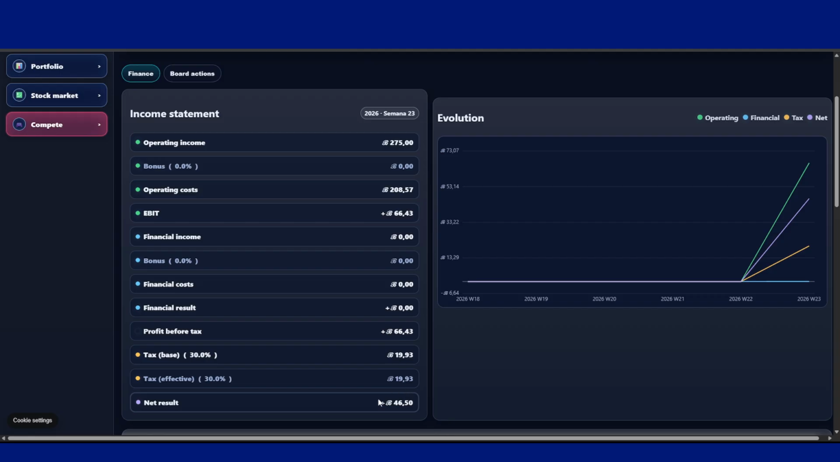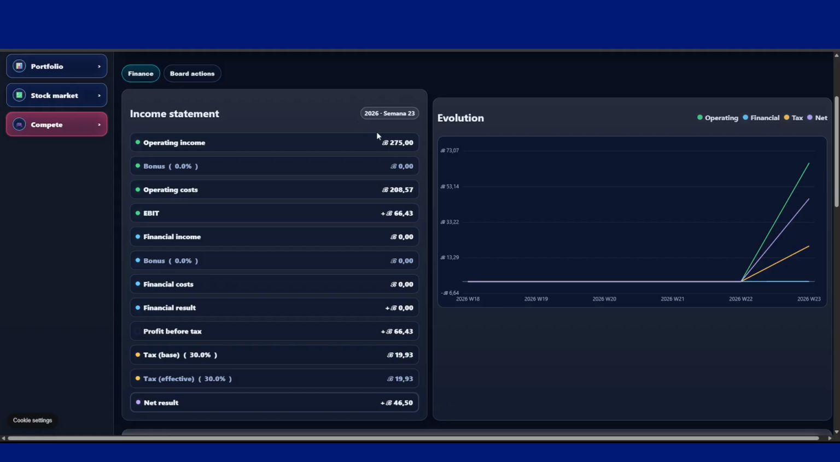It is important to understand that the income statement is not a final closing report. It shows the provisional result for the current week and updates whenever a new accounting event occurs. For example, when you win a match, pay a cost, collect dividends, sell shares, or earn interest.